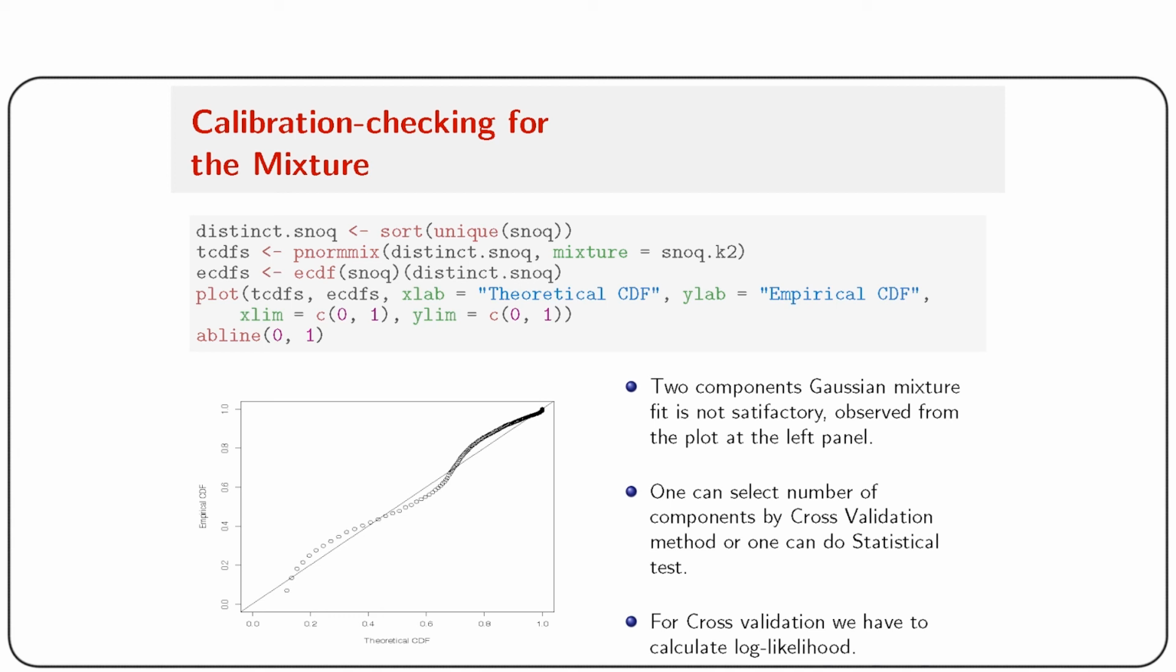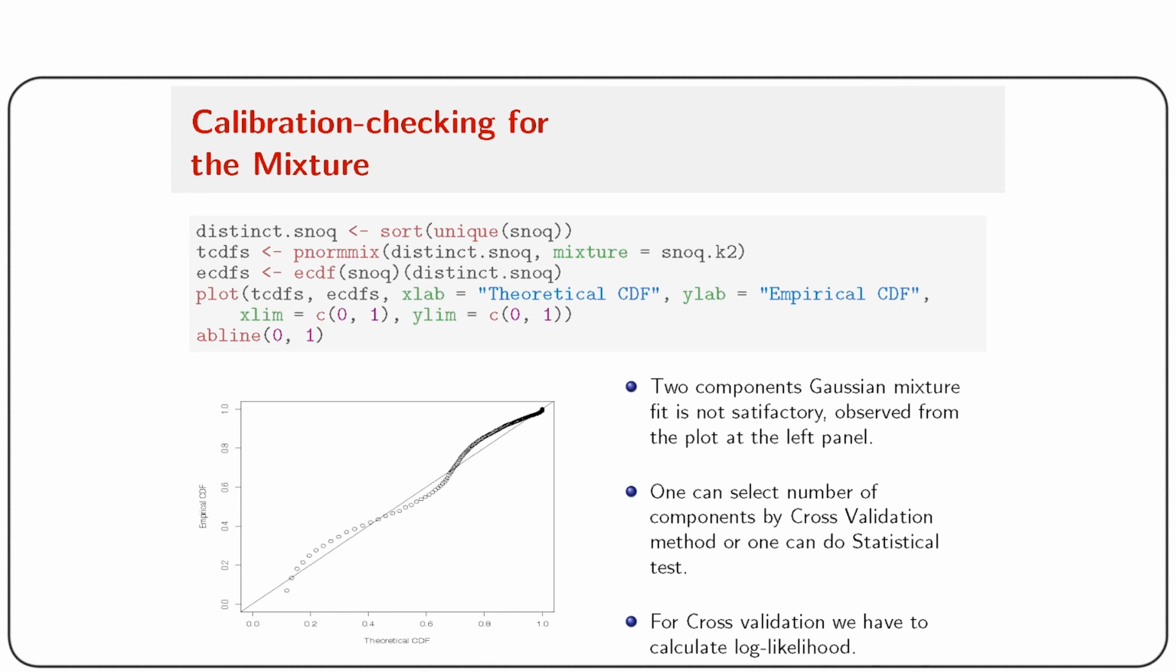If you see this plot, you will see that it is clearly violating this. It is actually the QQ plot. The QQ plot shows the theoretical CDF and the empirical CDF, and they are not at all coinciding. So the two component Gaussian mixture fit is not satisfactory, as observed from the plot in the left panel. One can select the number of components by the cross validation method, or one can do a statistical test.